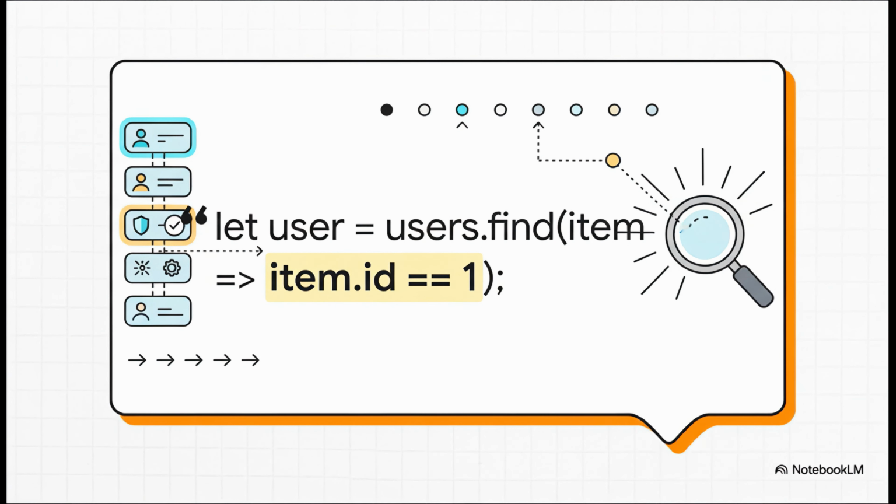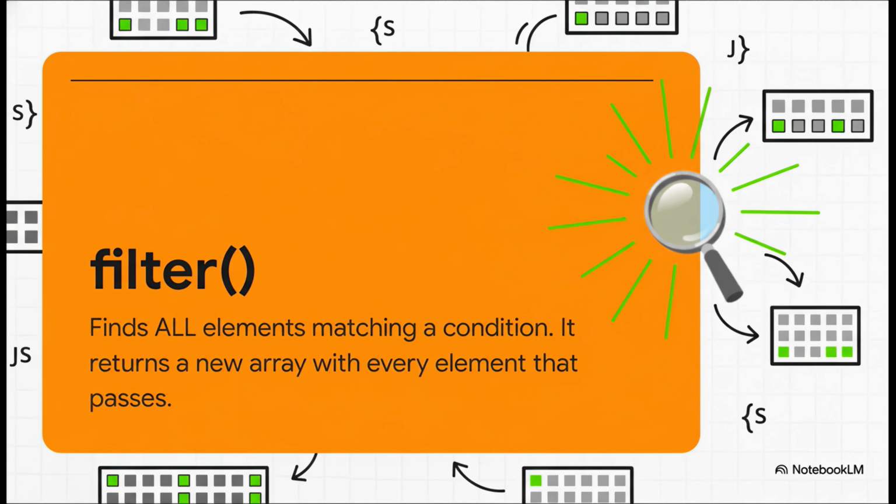But what if you're working with an array of objects, not just simple numbers or strings? How do you find a user with a specific ID? Well, that's where find comes in and saves the day. You just give it a little function that describes what you're looking for, and it will scan through the array and return the very first item that matches your condition. So useful.